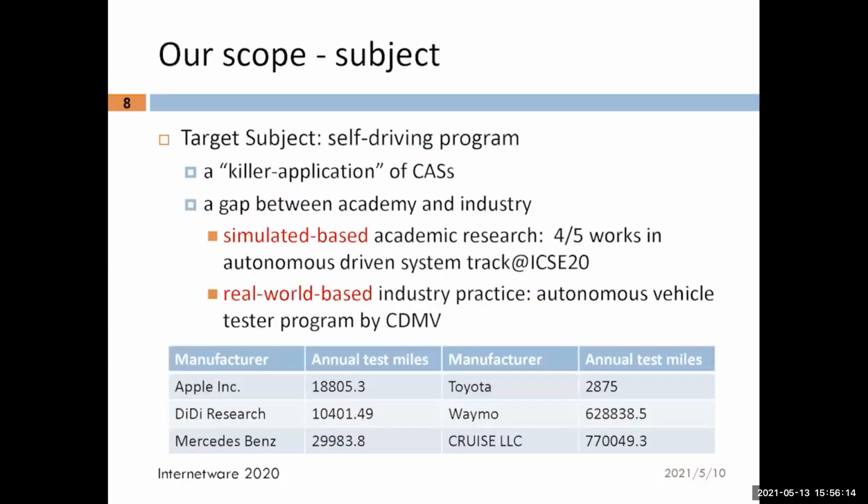To answer this question, we select the self-driving program as the target subject. Self-driving is one of the killer applications of CAS. The main reason for this selection is the giant gap between simulation-based academic research and real-world-based industry practice of self-driving programs. For example, about 80% of the autonomous driving system checks of EC20 are simulation-based, while autonomous vehicle testing by the California DMV is real-world based.